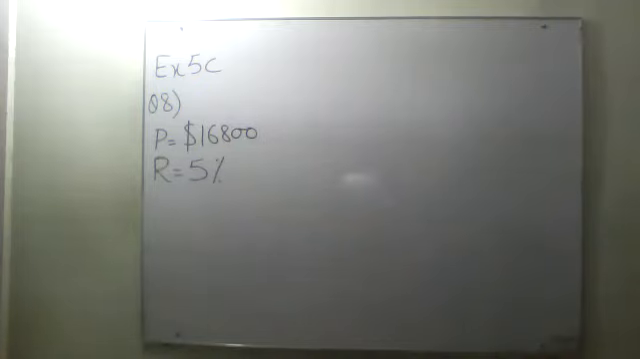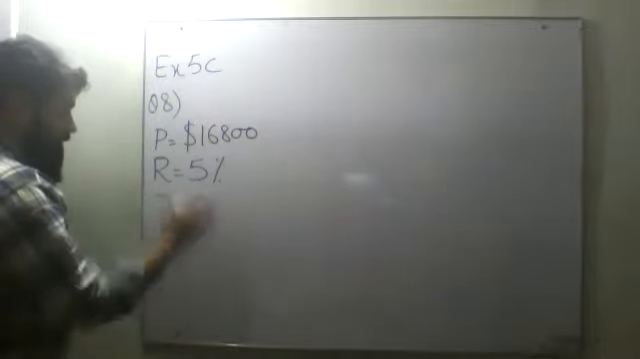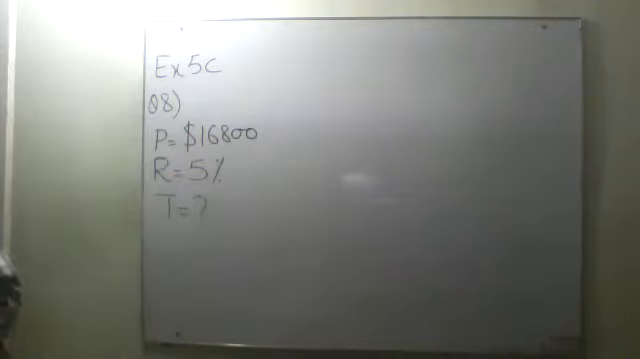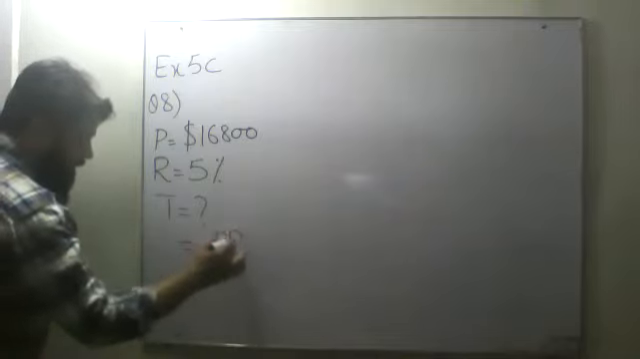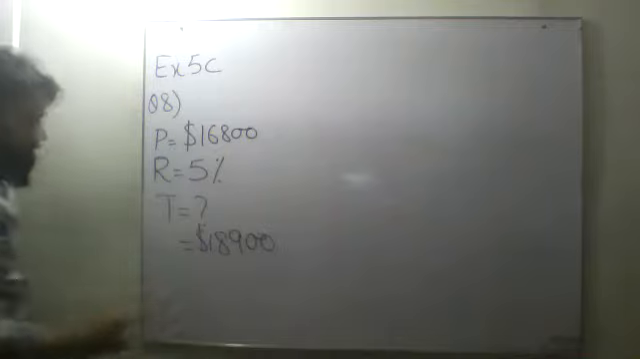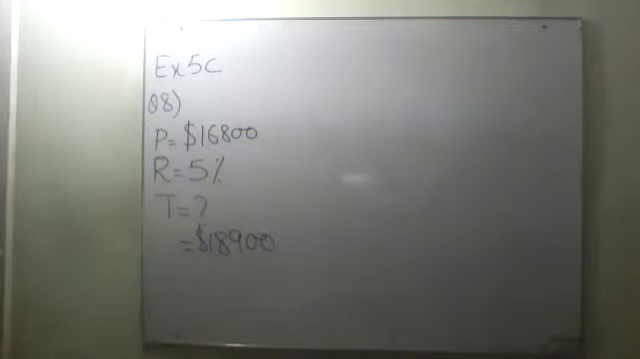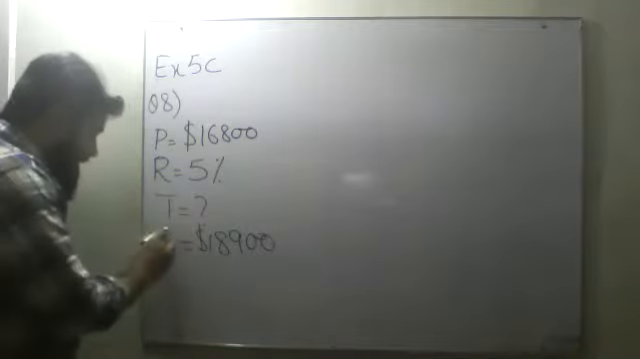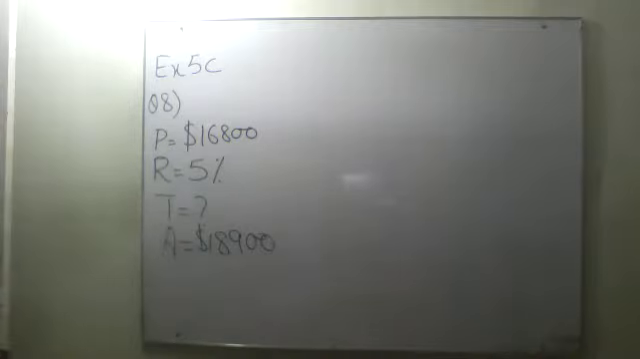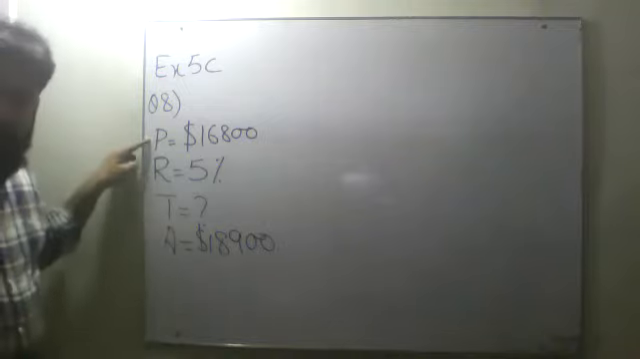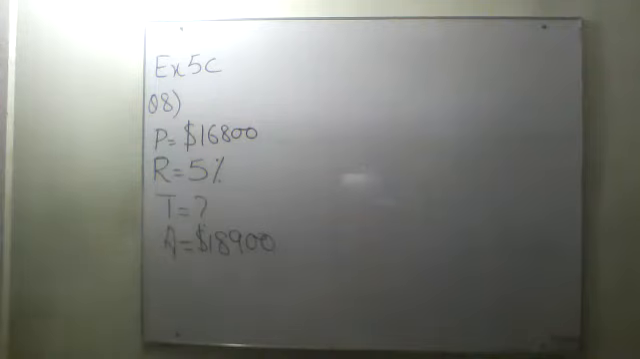They are saying find the time. I have to find the time in which this amount will be converted into $18,900. So basically they are giving us the total amount. $16,800 will be converted into $18,900. That's the total amount, and I have to find time.